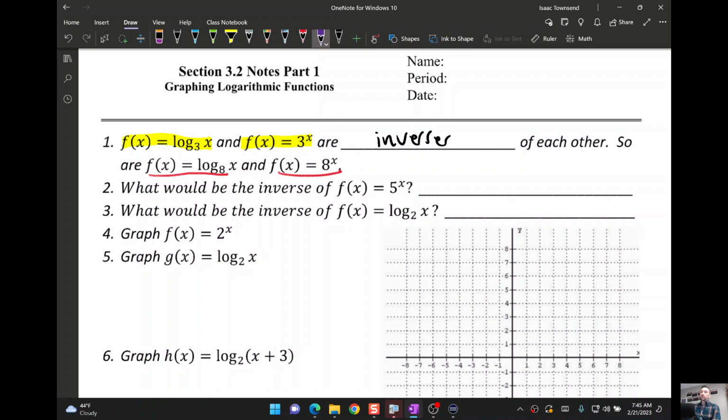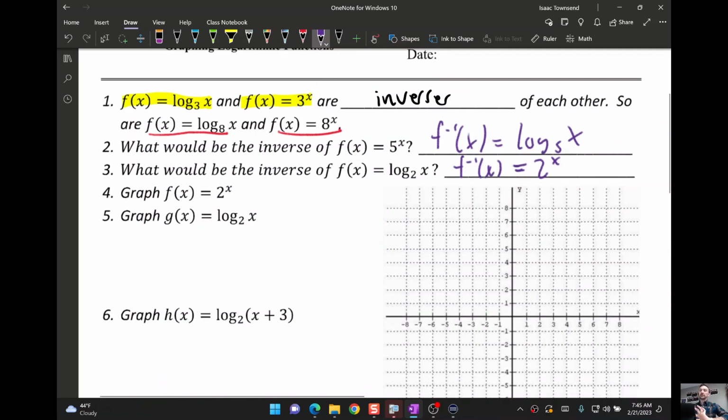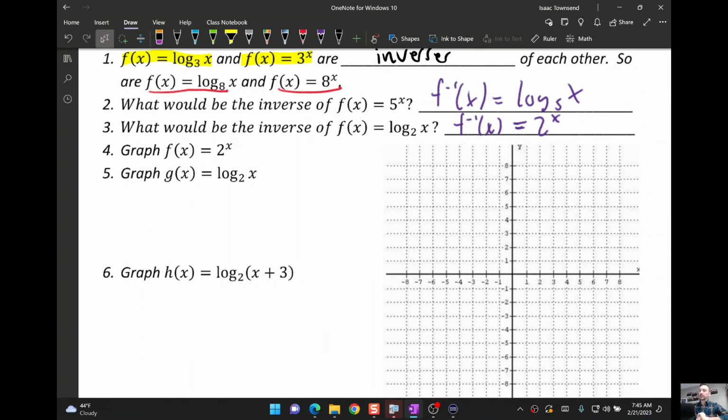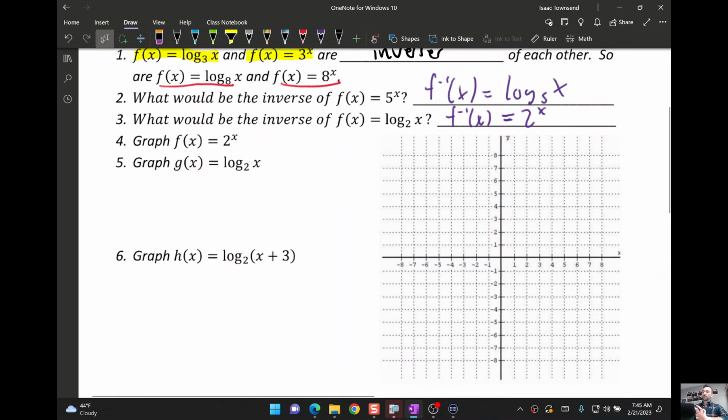We will ask you, what is the inverse of 5 to the x? You should be able to quickly say that would be log base 5 of x. Or what is the inverse of log base 2 of x? That would be 2 to the x. Exponential functions and logarithmic functions are inverses of each other, which is why we started this unit reviewing what it means to be an inverse function.